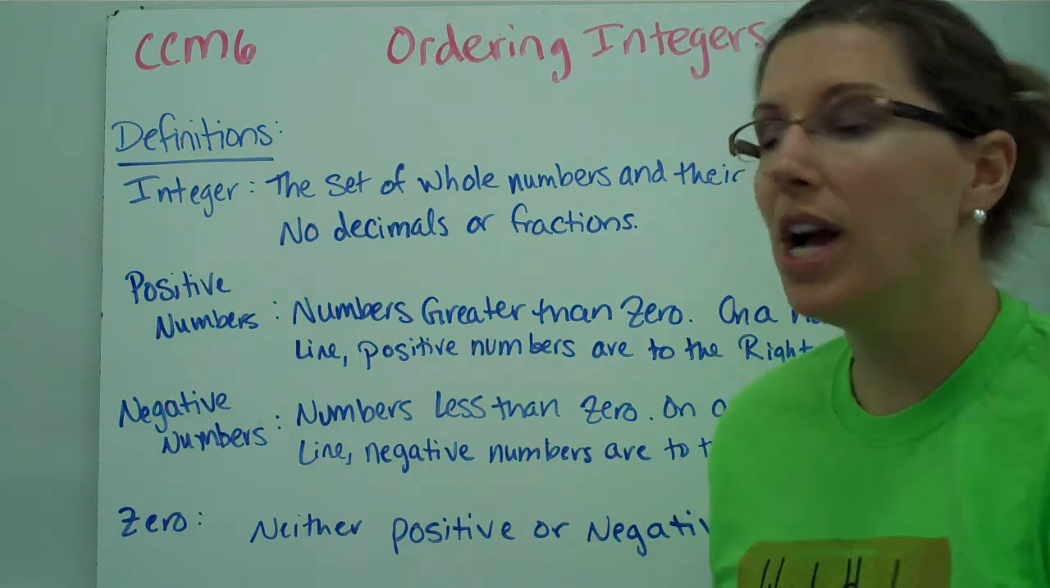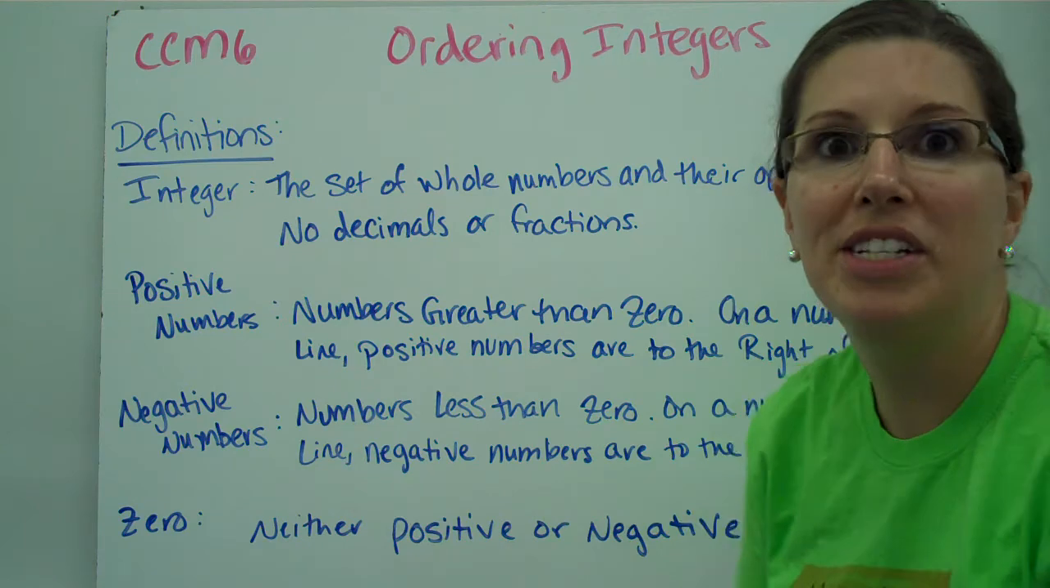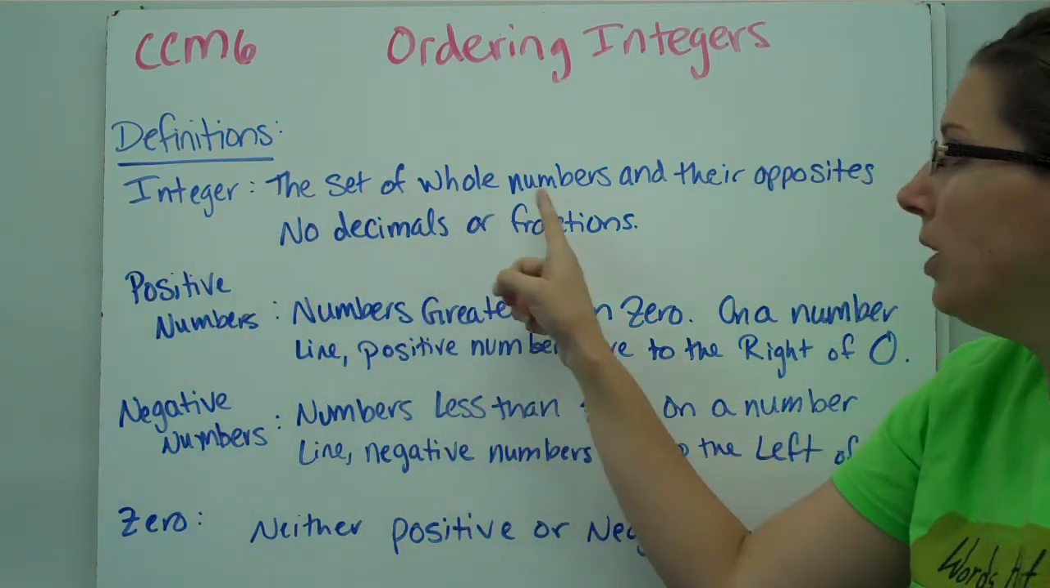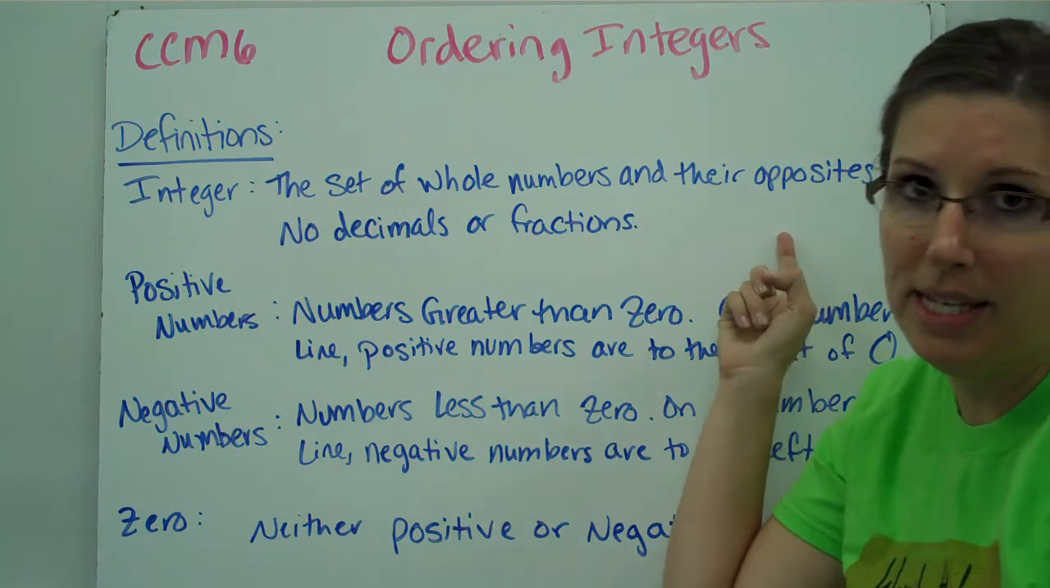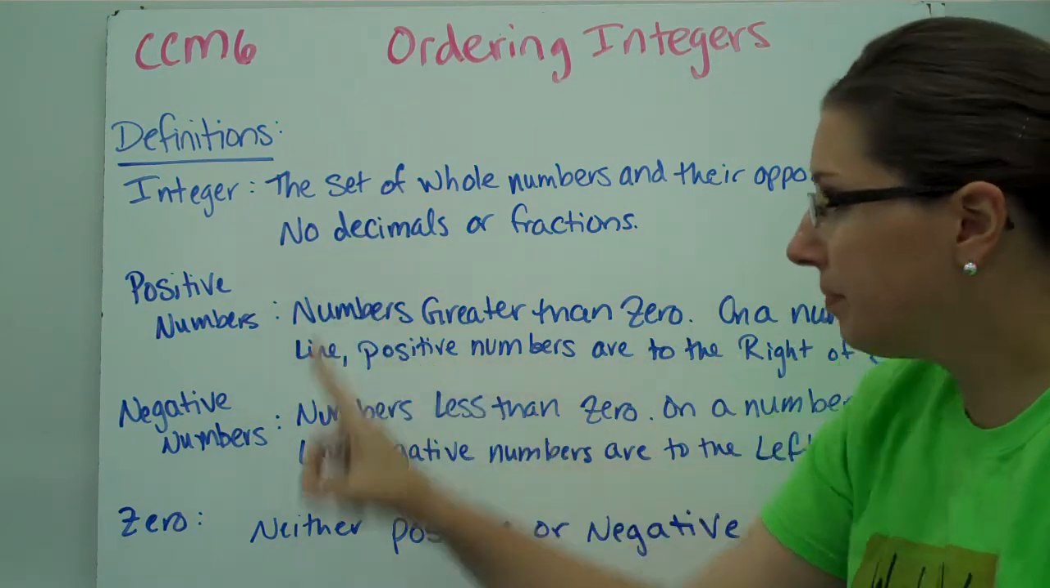Hi, today we're talking about CCM6 ordering integers. Some definitions first. An integer is the set of whole numbers and their opposites. Integers do not include decimals and fractions.